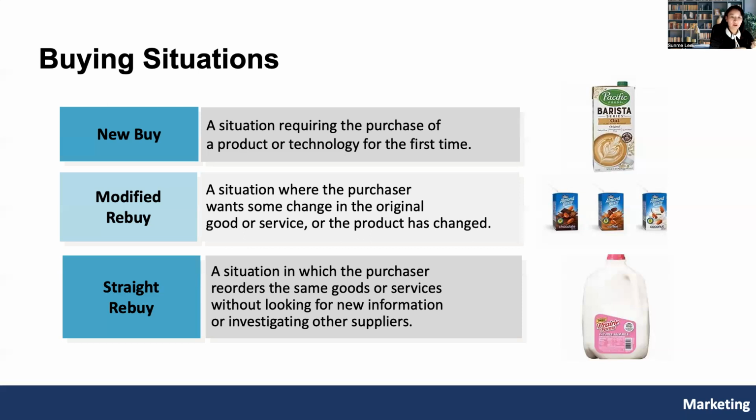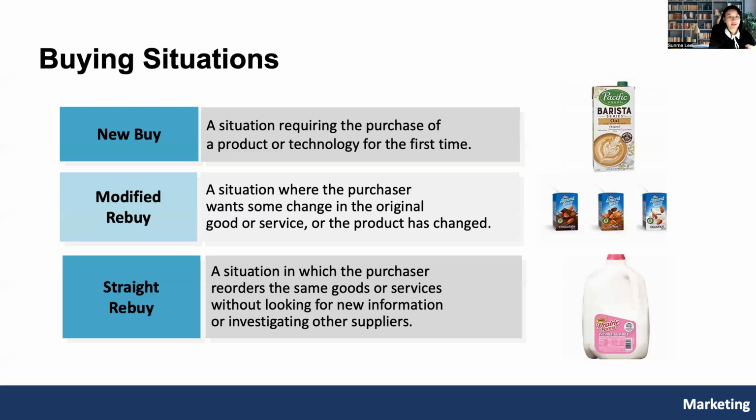But in the straight rebuy, you don't need to make any changes to your previous order, so you just reorder the same goods and services without looking for new information or investigating other products. So they just automatically refill it. The straight rebuy is the other type of buying situation that requires the least amount of complexity, and probably the highest level of automation.